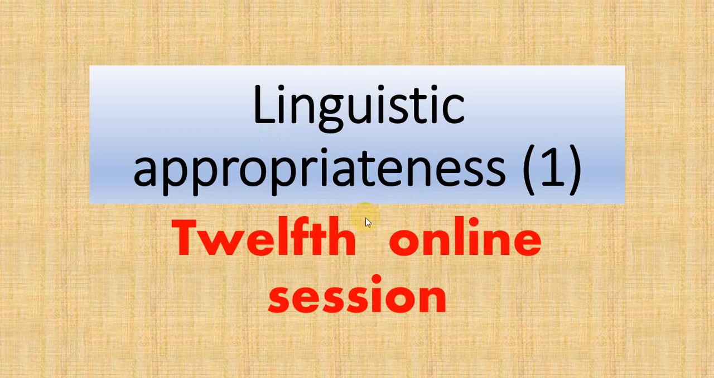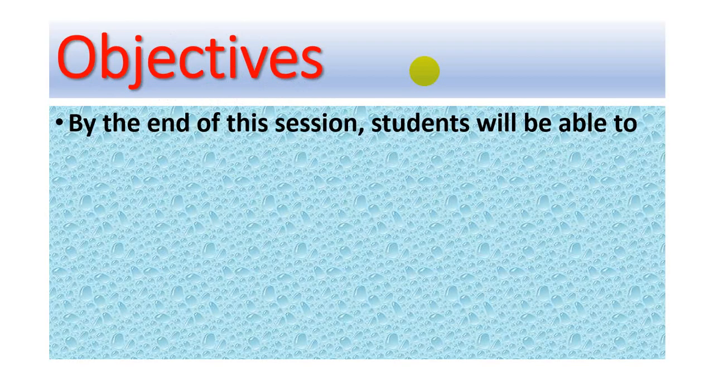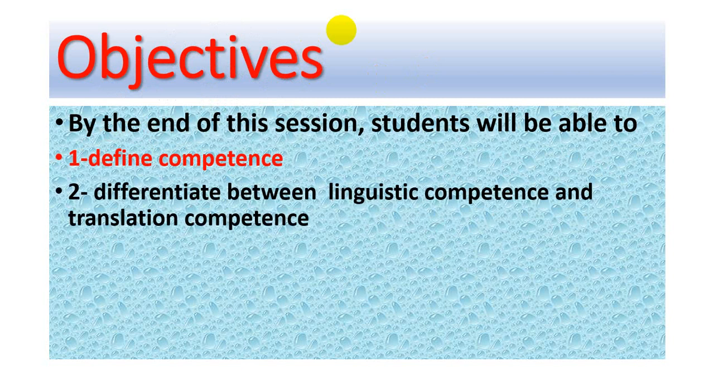In this session, our main focus will be on linguistic appropriateness, how to make your translation appropriate to the target reader and the target text. Therefore, our objectives today are, one, to define the word competence, what is competence, and two, to distinguish between two types of competences.